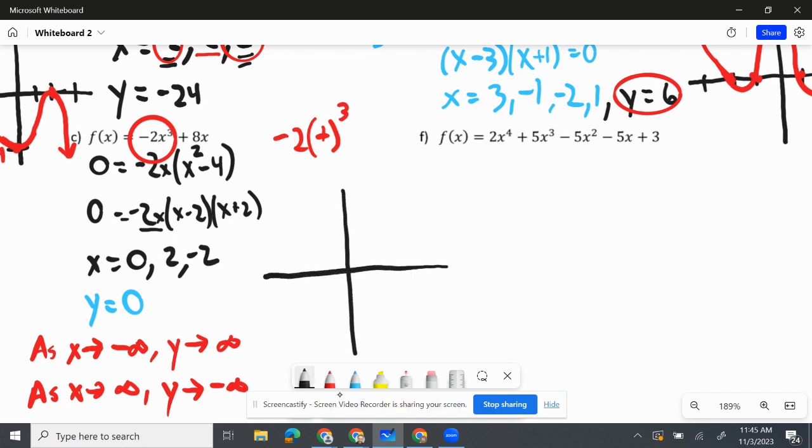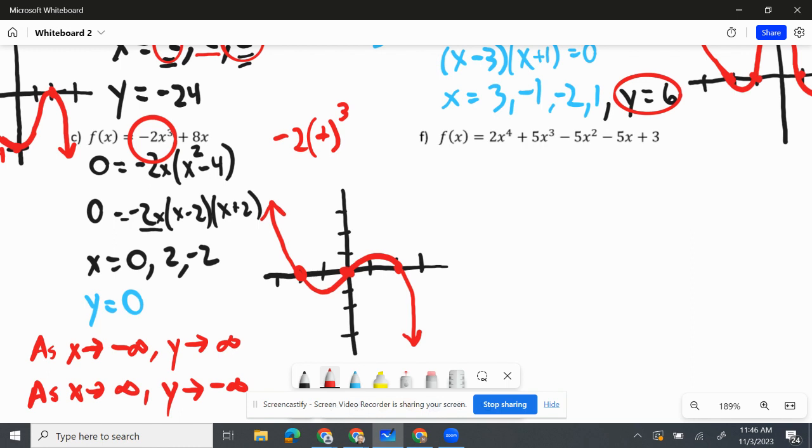Then when I graph it, I have 0, -2, 2. When I go to the left, I go up. When I go to the right, I go down. And then what I do is follow the curve.